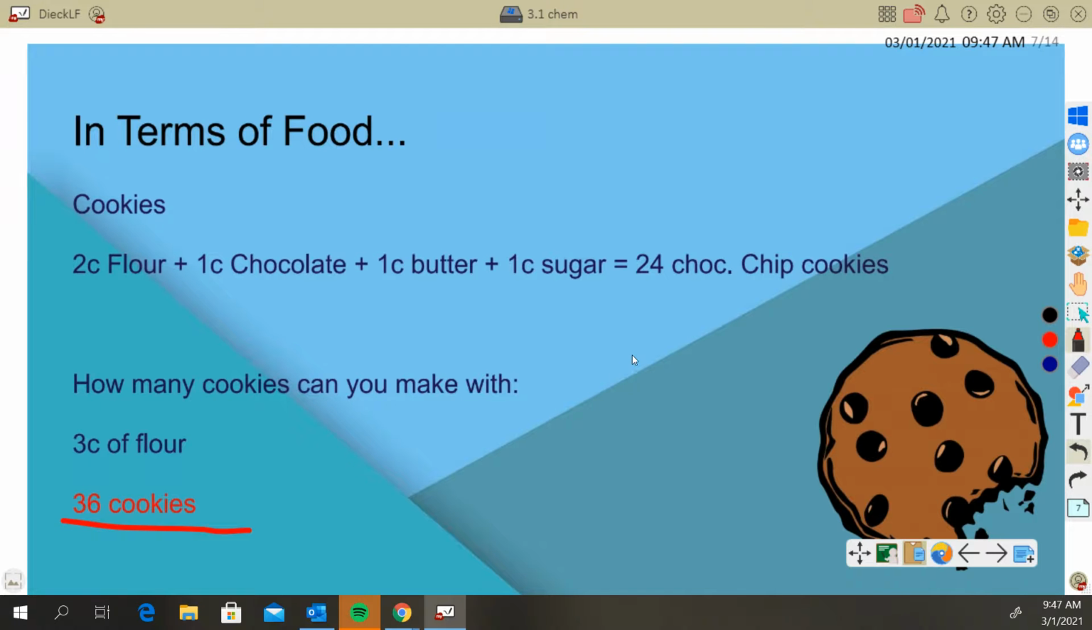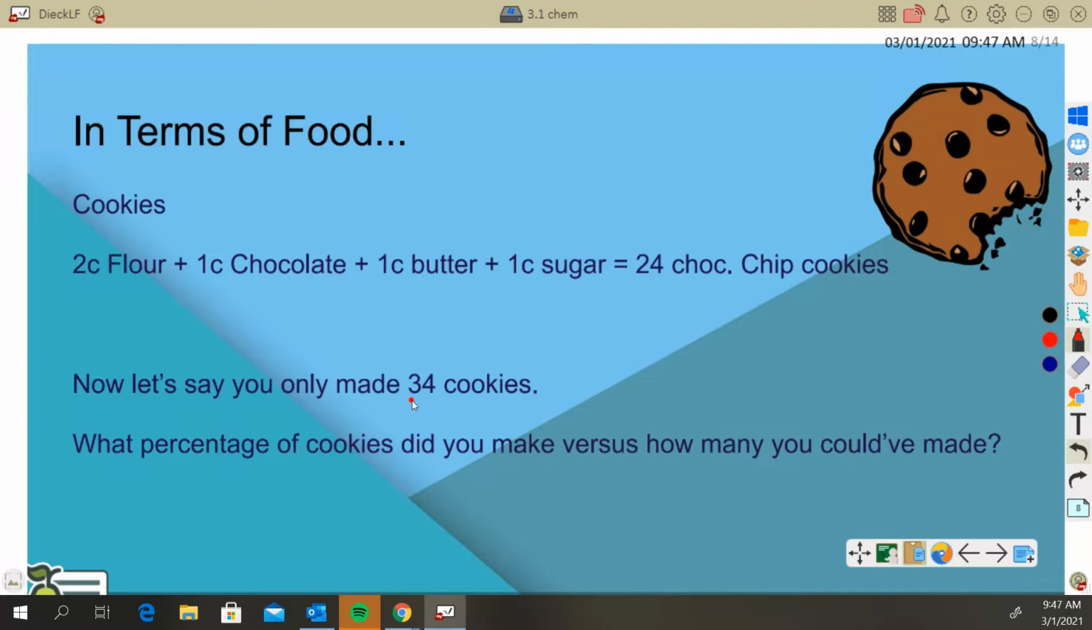Do you think if I gave you those ingredients and I said, all right, I expect to see 36 cookies, are you going to be able to make 36 of the same exact cookies that easily? Probably not, right? So let's say we make 34 cookies. So I want to know what percentage of cookies did you make versus how many you could have made.